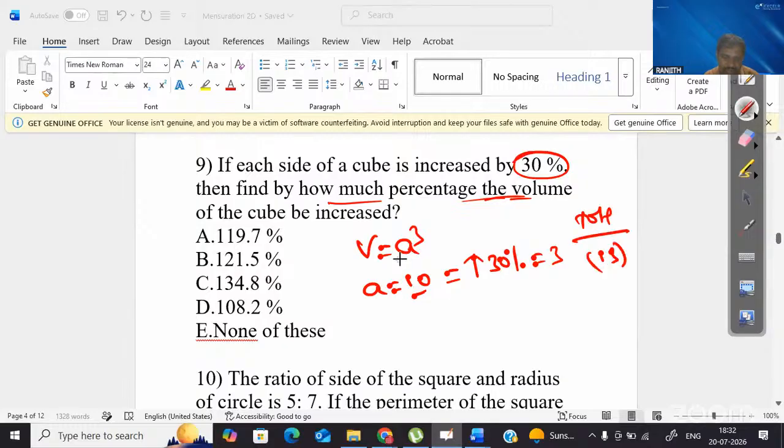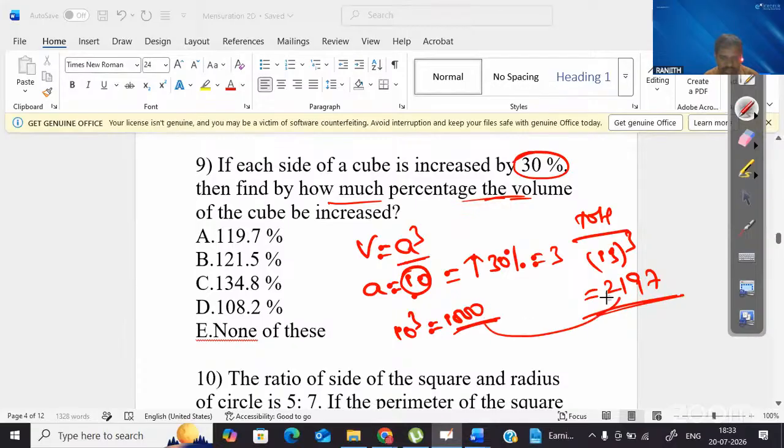So total will be equal to 13. What is the volume of cube? A cube. 13 cube equal to 2197. What is the initial value we are having? Initially is 10. So 10 cube equal to 1000. Initially 1000. Final value is 2197 and the difference will be equal to 119.7. Answer is 119.7.